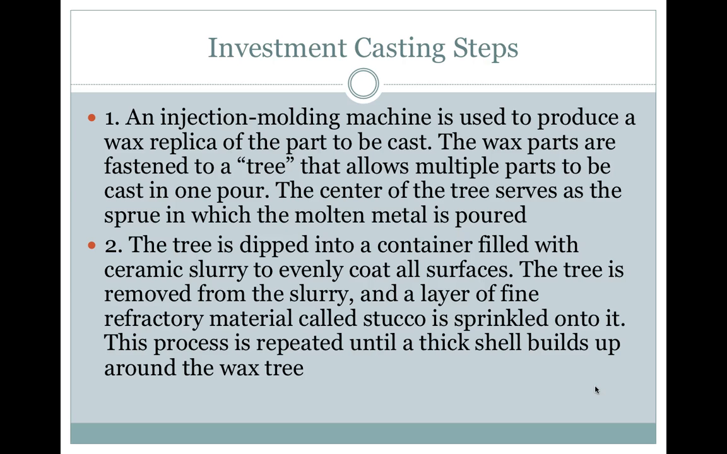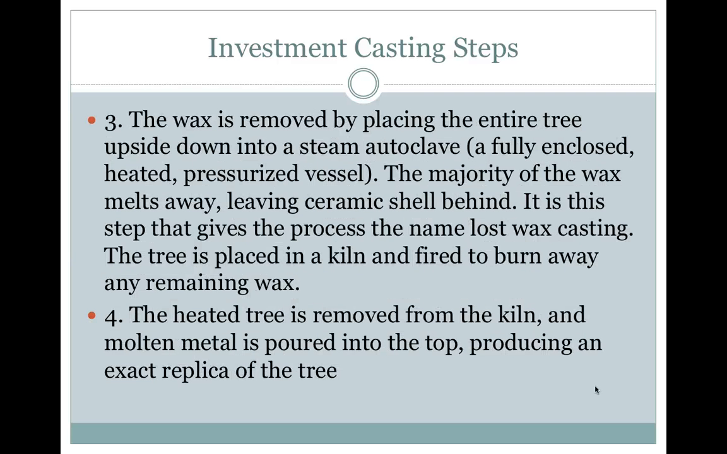Step 2. The tree is dipped in a container filled with ceramic slurry to evenly coat all the surfaces. The tree is removed from the slurry and a layer of fine, refractory material called stucco is sprinkled onto it. This process is repeated until a thick shell builds up around the wax tree.